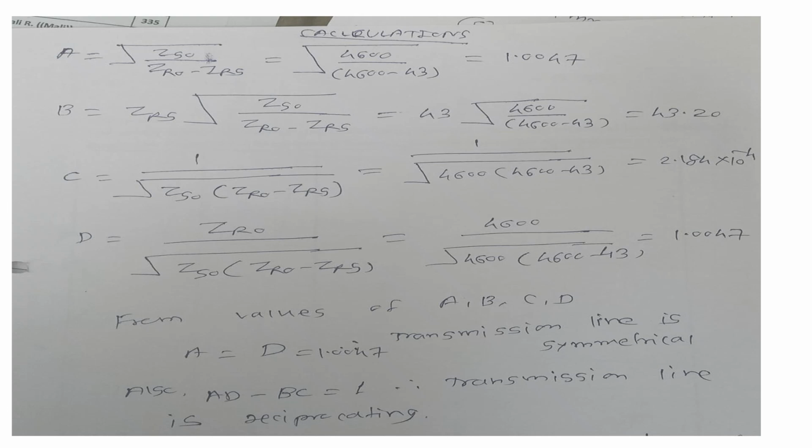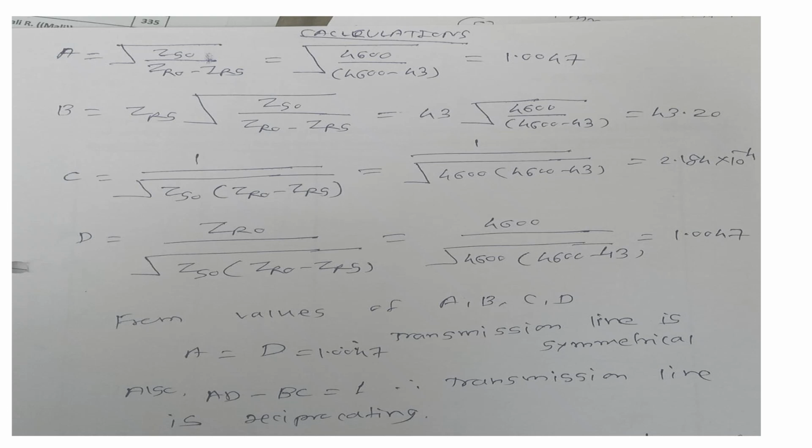So how to calculate the A parameter? A parameter is calculated by the formula under root of ZSO upon ZRO minus ZRS. So ZSO is 4600, ZRO 4600, and ZRS 43. So we get the parameter A as 1.0047. B parameter, that is ZRS, is equal to ZRS under root of ZSO upon ZRO minus ZRS. Here ZRS is 43 under root of 4600 upon 4600 minus 43, that is 43.20. So we have calculated A and B parameters.